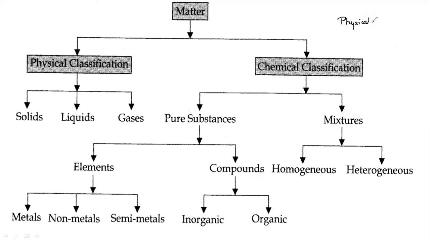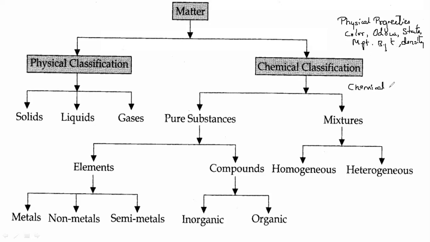they involve, it might be color, it might be odor, it might be physical state, whether it is in the form of solid, liquid or gas, its melting point, boiling point, density. So these all come under physical properties of matter. Then what are chemical properties of matter?